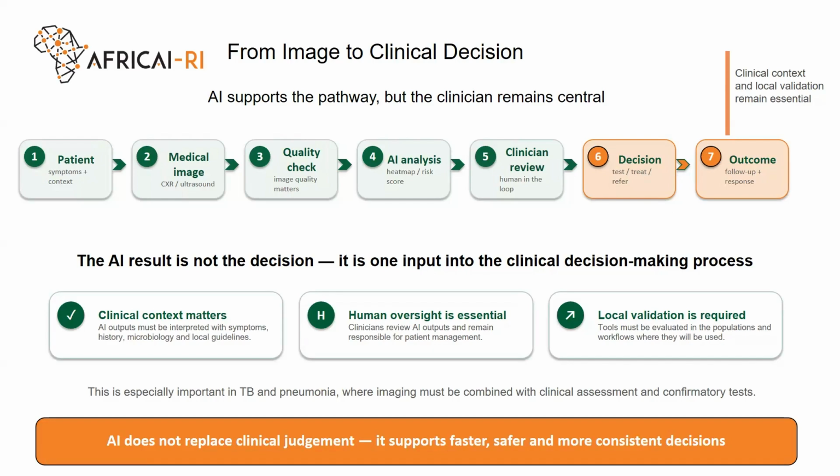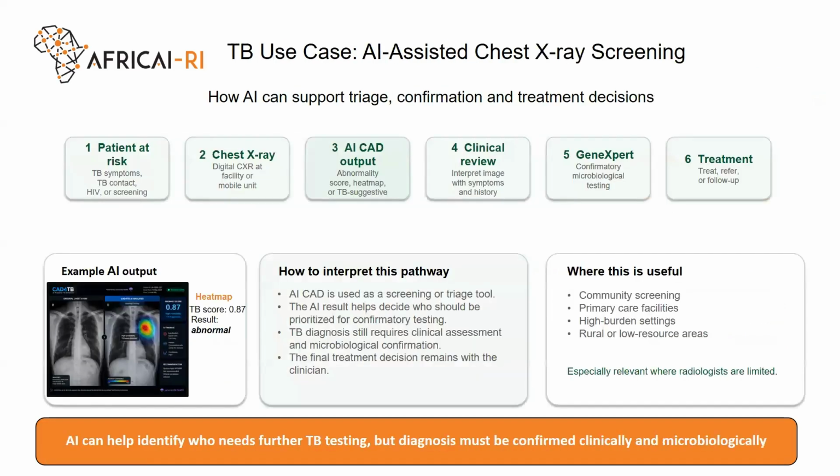So let us now apply this idea to our specific example, TB. In tuberculosis, we can use AI-assisted chest X-ray to support screening or triage. In the bottom left, we have an example image from CAD4TB, which is an AI output that can read an image and give an answer as a heat map or a TB score, as we see here. It's a little bit small, but I think you can see 0.87. And it can also tell us if this image is suggestive of TB or not.